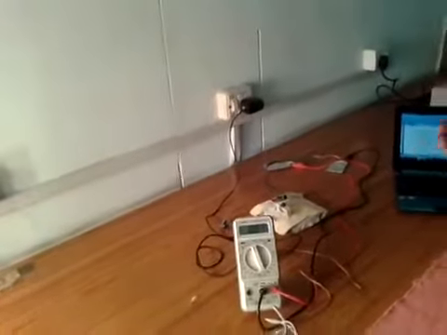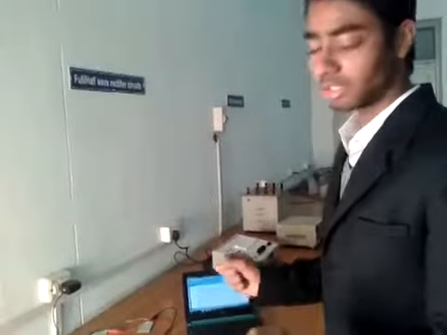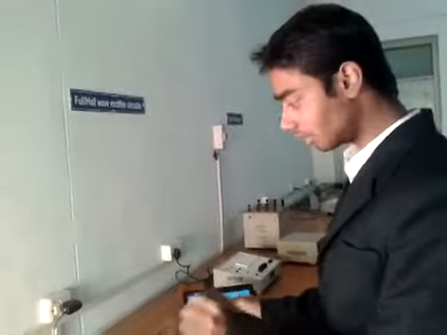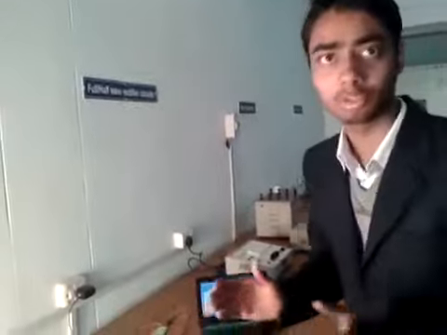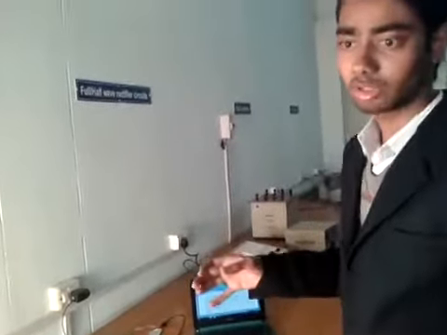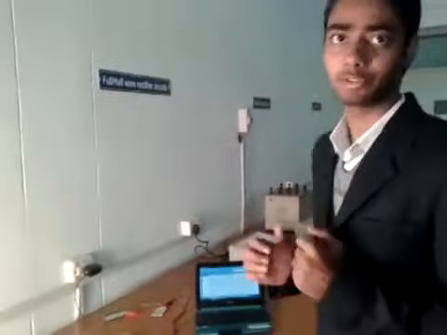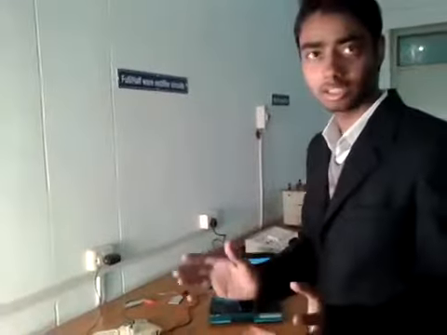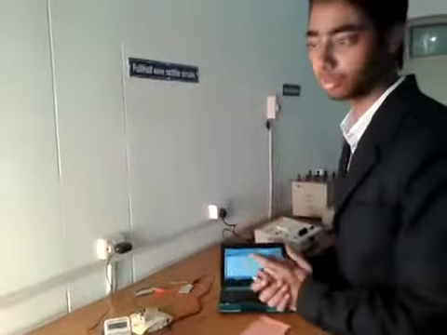What is TENS therapy? TENS means transcutaneous electric nerve stimulation therapy. Basically, a research was conducted at the University of Maryland that if we apply a frequency of 3 to 5 Hz on any particular area or on our skin, it produces a hormone known as endorphin. That endorphin hormone is a pain relief hormone.